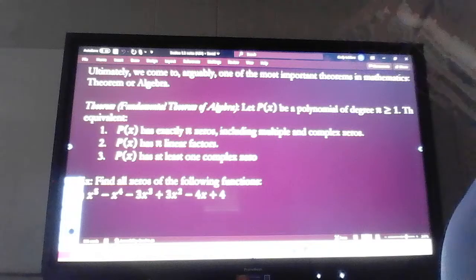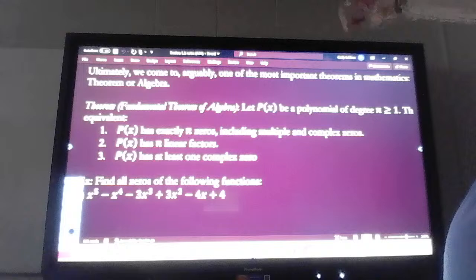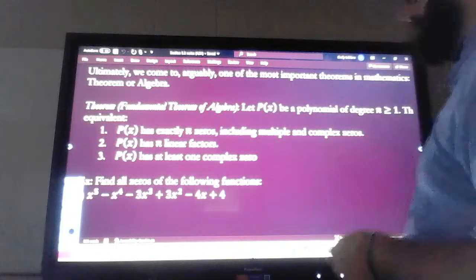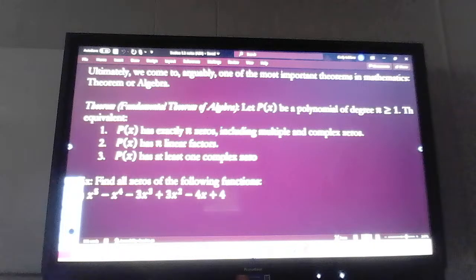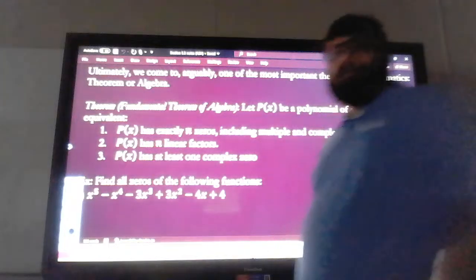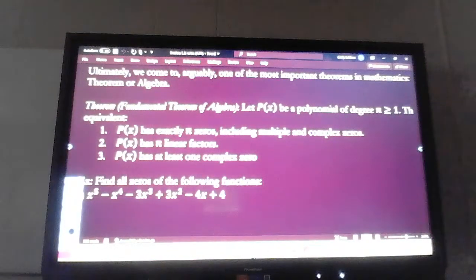And because it has the same number of zeros as its degree, it also has that many linear factors, meaning x minus something as a factor, right? And again, that directly comes from what we talked about between roots, solutions, and factors earlier on in the chapter. The polynomial has at least one complex zero. Okay, and that one's pretty broad because even if it's only real number solutions, you can write a real number as a complex number. Okay, but that's the fundamental theorem of algebra.